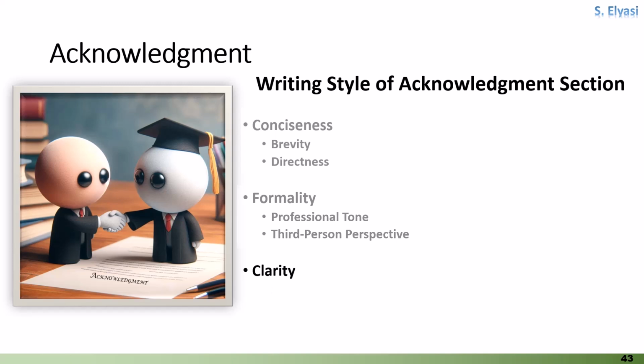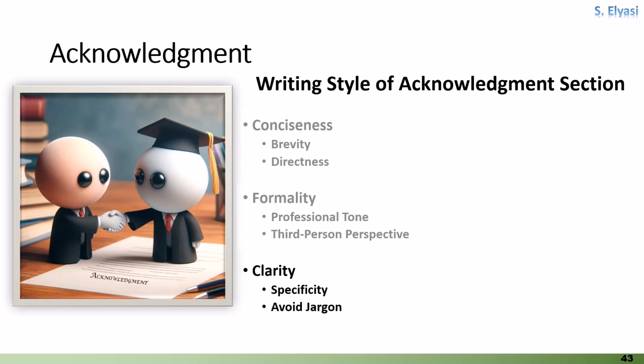Clarity. Specificity. It's important to be specific about the type of support or contribution. For instance, if acknowledging financial support, specify the grant number and the agency. If thanking individuals, clarify their contribution, whether it's intellectual input, technical assistance, or manuscript editing.